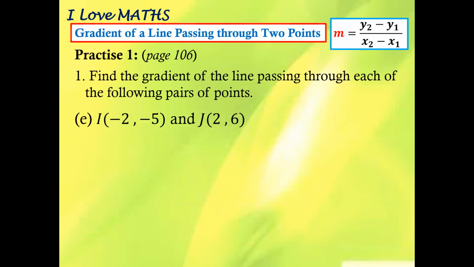Letter I (-2, -5) and J (2, 6). Practice solving the gradient value of the line that passes through these 2 points in your journal. Pause this video.